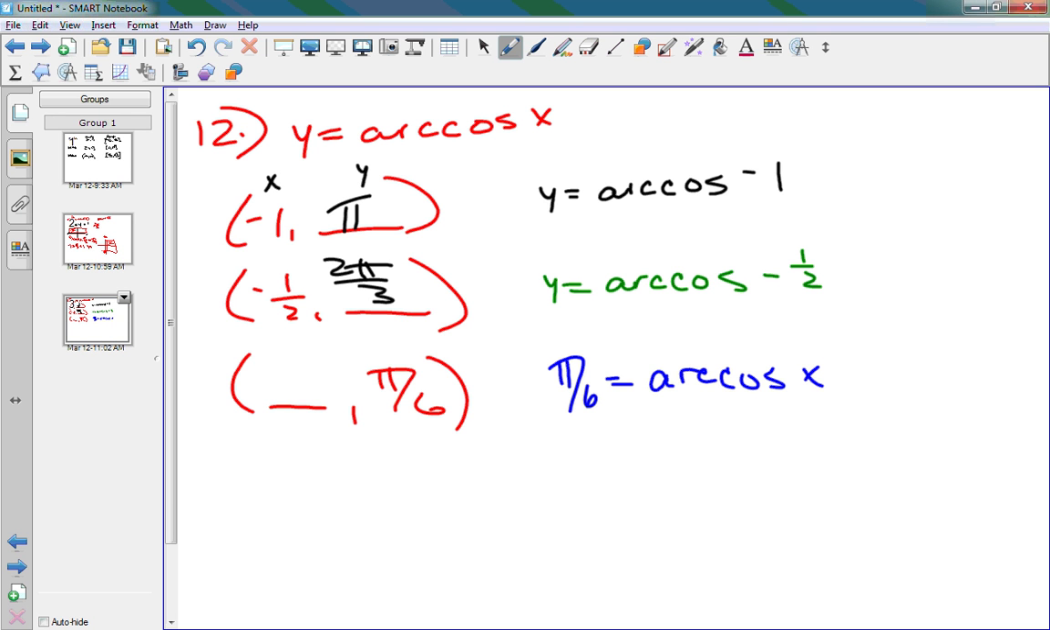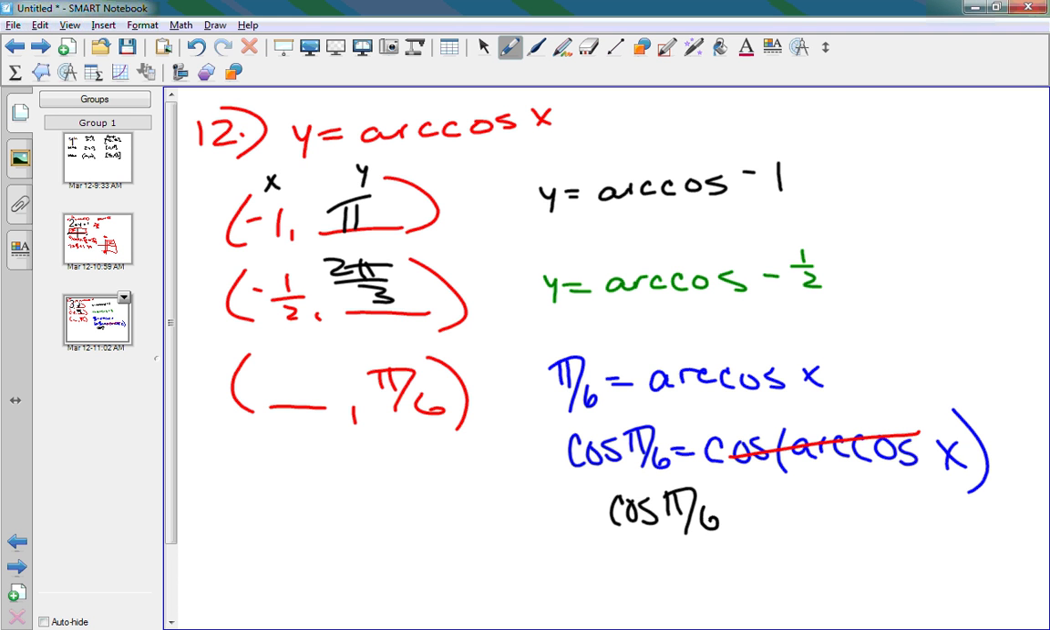What angle? Well, it's not what angle because they give us the angle, right? So how do I get rid of the arc cosine? I can't divide by it, so what do I do? Multiply by cosine. So the cosine of pi over 6 is equal to the cosine of the arc cosine of x. What happens to the cosine and the arc cosine? Those cancel out, and I'm left with the cosine of pi over 6 is equal to x.